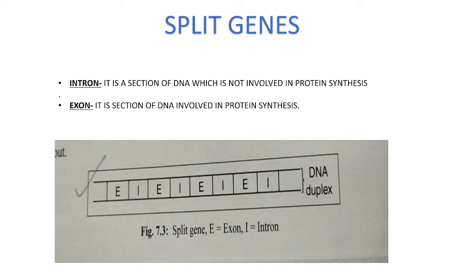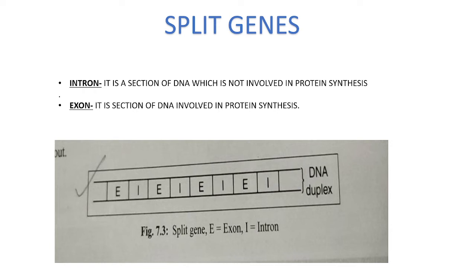For this modification of RNA, what do we need to do? We need to just remove the introns, because these are the segments of DNA which are not at all involved in protein synthesis. So what will we do with the introns? We have no use of them, and these introns are larger in size than the exons.